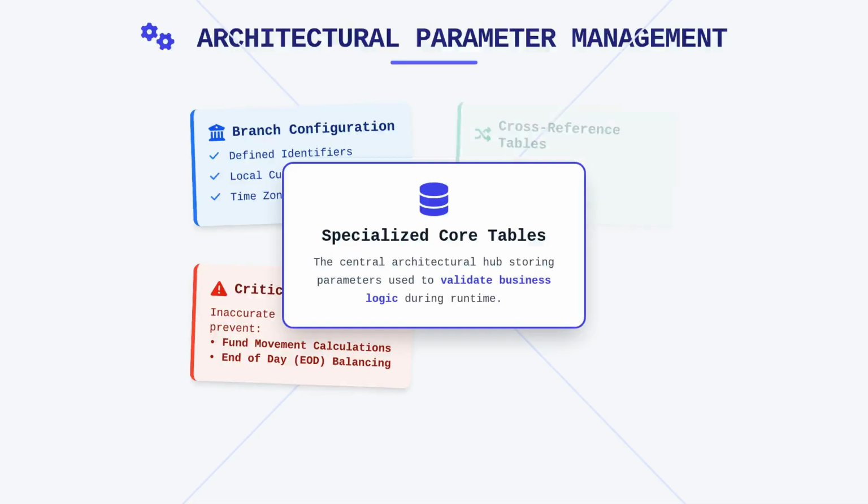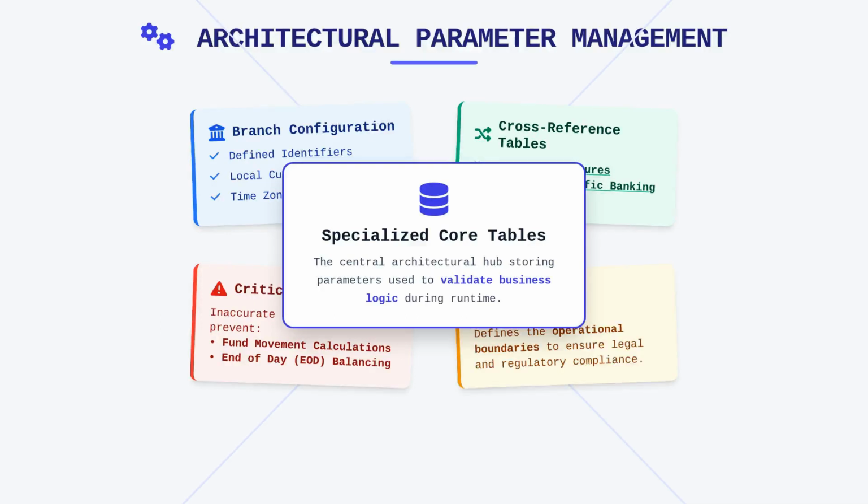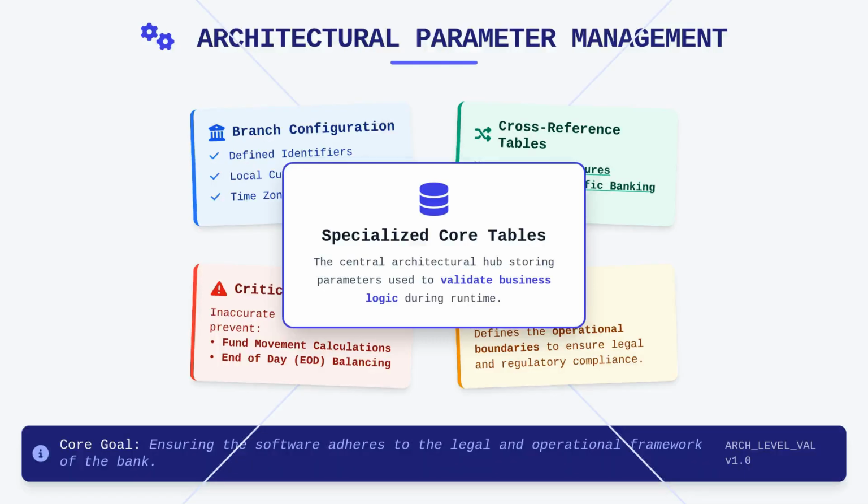We are looking at a system where the architecture relies heavily on cross-reference tables that connect GL structures to specific banking products. It is essentially about defining the boundaries of what is possible for a specific environment, ensuring that the software remains compliant with the legal and operational framework of the bank using it.